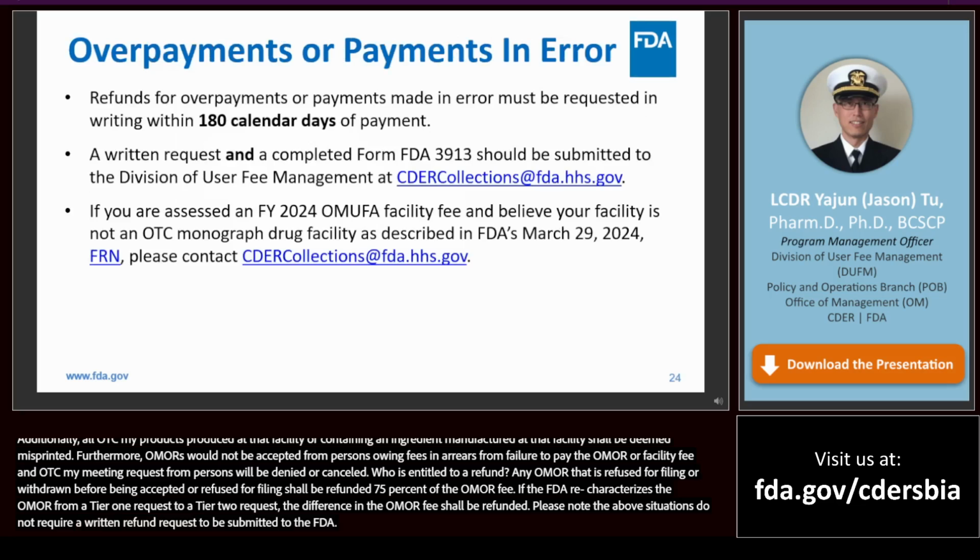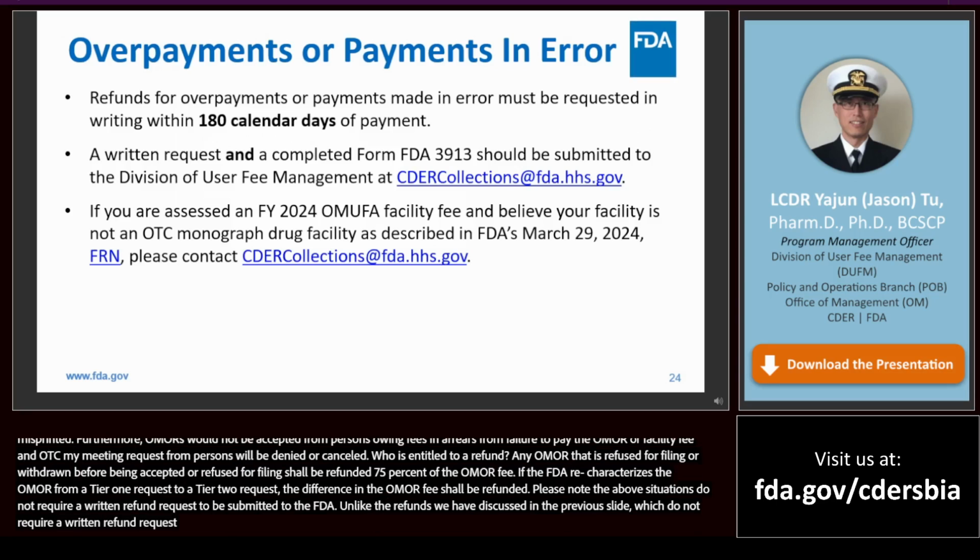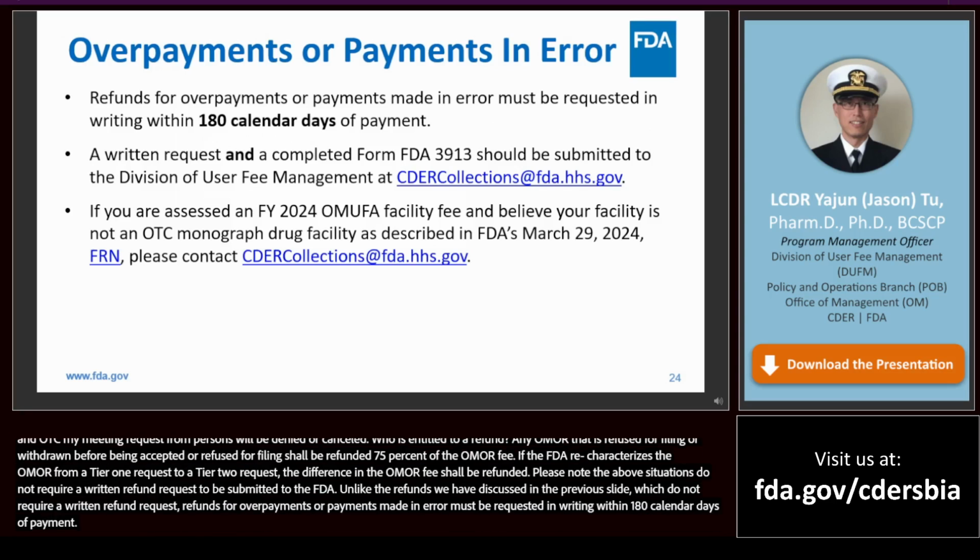Unlike the refunds we discussed in the previous slide, which do not require a written refund request, refunds for overpayments or payments made in error must be requested in writing within 180 calendar days of payment. A written request along with a completed Form FDA 3913 should be submitted to the Division of User Fee Management.